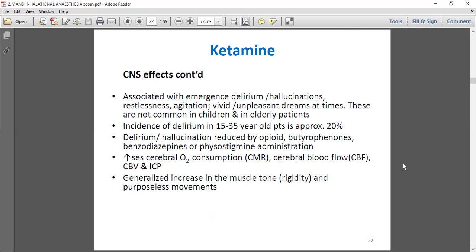So it is also associated with emergence delirium, hallucination, restlessness, agitation, or unpleasant dreams at times. These are not common in children and in elderly patients. The age where people experience it is between 15 to 35 years. Older people and children rarely experience hallucinations, but just screaming. They're less likely to experience it.